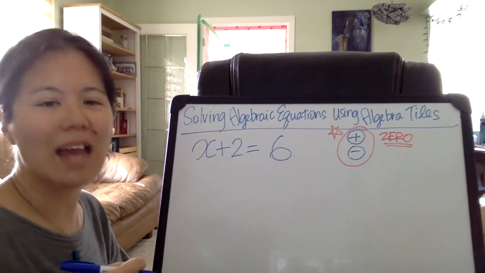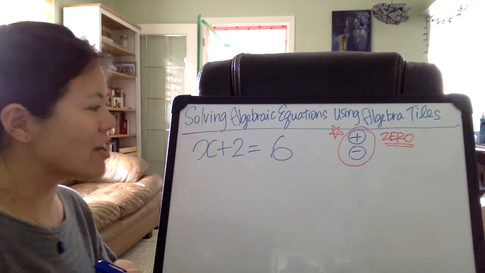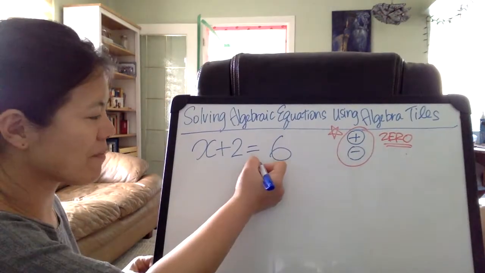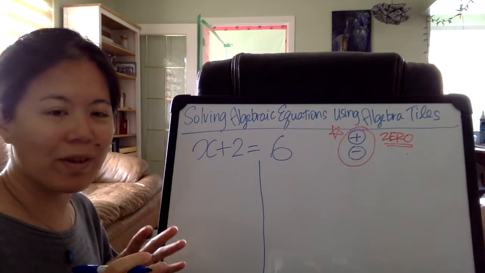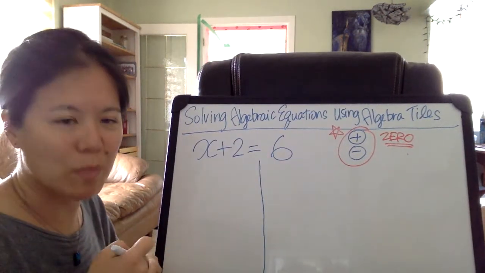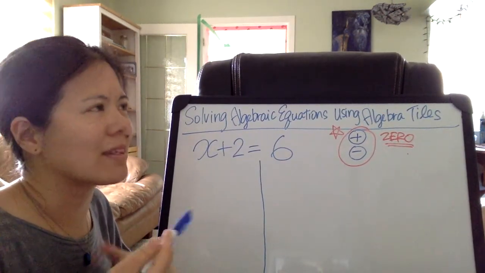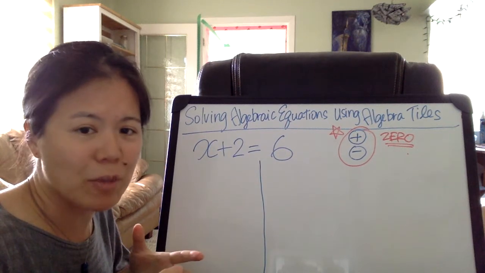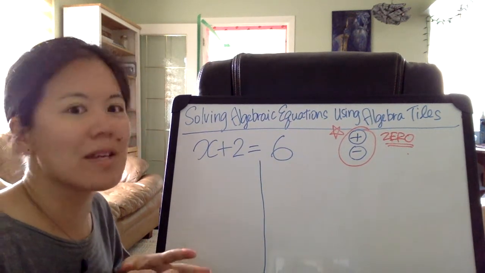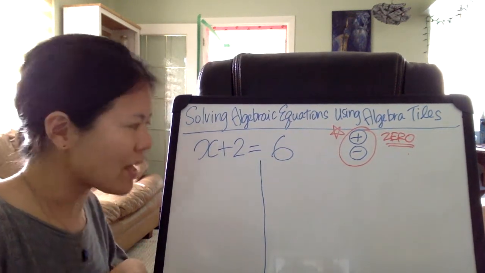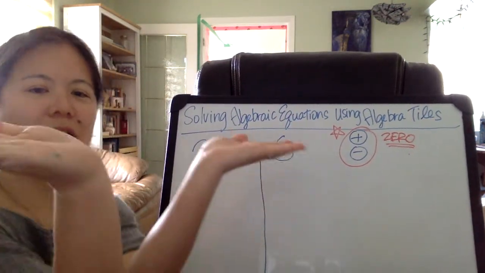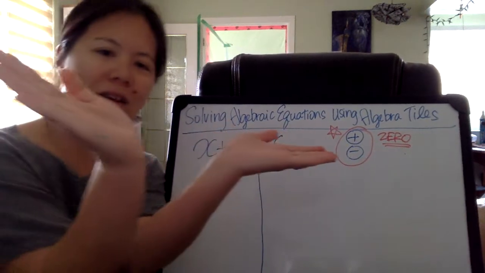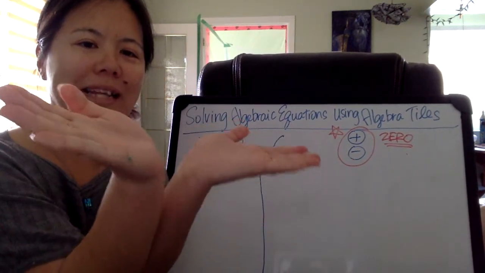Okay, let's see. x plus 2 equals 6. So first we're going to divide this into two parts. The important thing is this is a balanced model. You can use different models to represent algebraic equations, but think of them as almost like a scale. So x plus 2 on one side and 6 on the other side, and it is completely balanced.